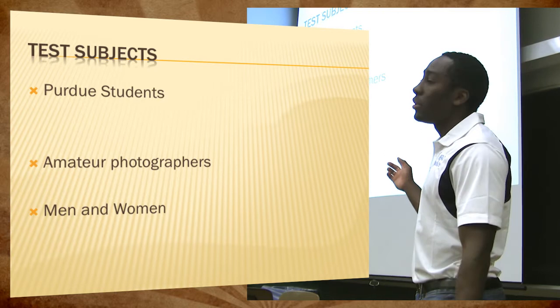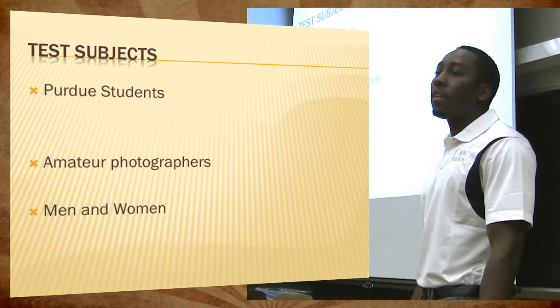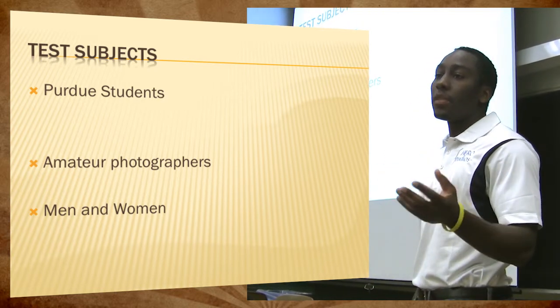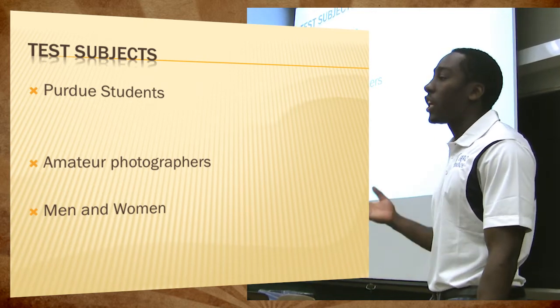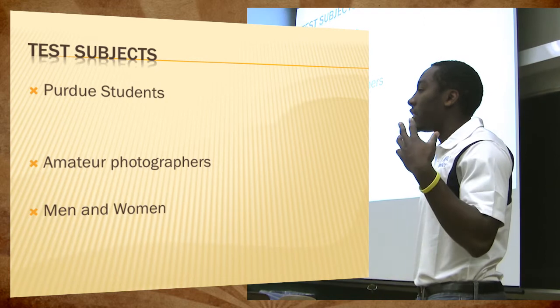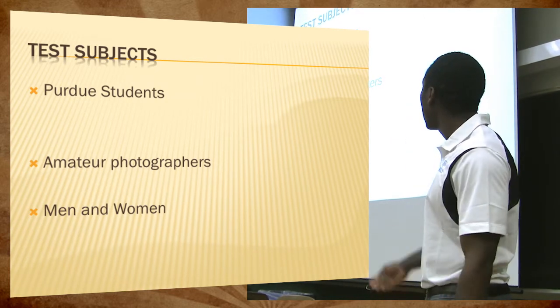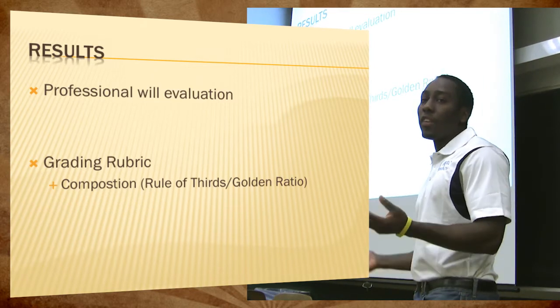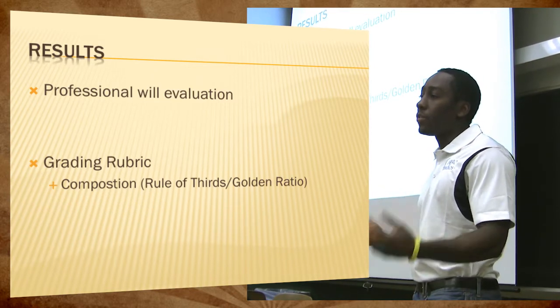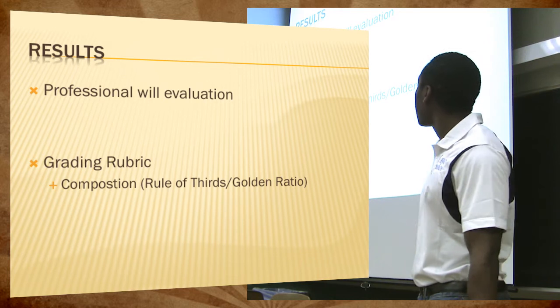Our test subjects are Purdue students because we want to cover a wide area of people in different majors, engineers, people in graphic majors, people in English. We just want to cover people that have different mindsets and different thinking. So we're going to be testing students, and we're going to be doing men and women. We don't want any biases. Maybe men take pictures a certain way, maybe women take pictures a certain way. So we're going to be testing men and women.